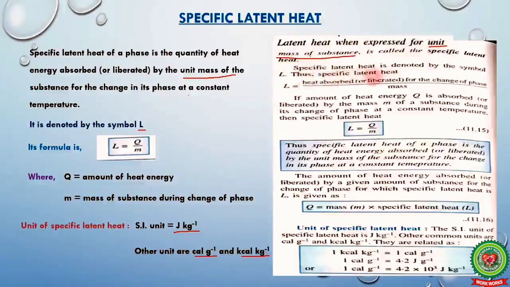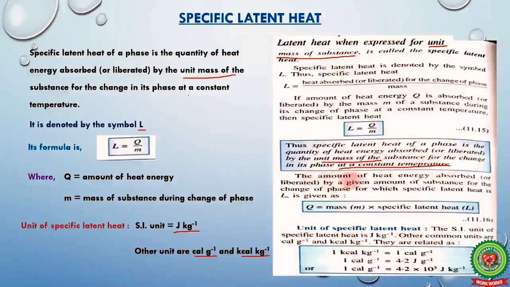The specific latent heat L is equal to heat absorbed or liberated for the change of phase divided by mass. If amount of heat energy Q is absorbed or liberated by the mass m of a substance during its change of phase at a constant temperature, then specific latent heat L is equal to Q divided by m. Thus, specific latent heat of a phase is the quantity of heat energy absorbed or liberated by the unit mass of the substance for the change in its phase at a constant temperature.